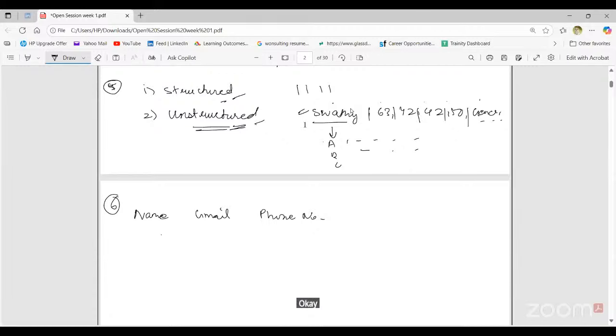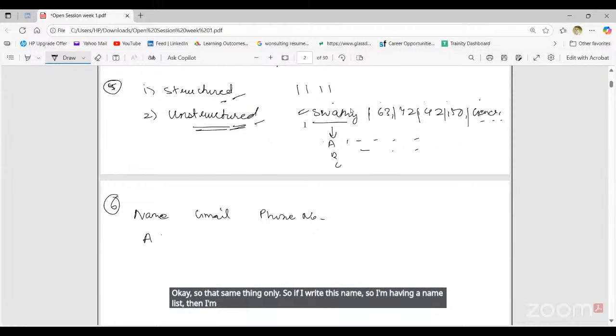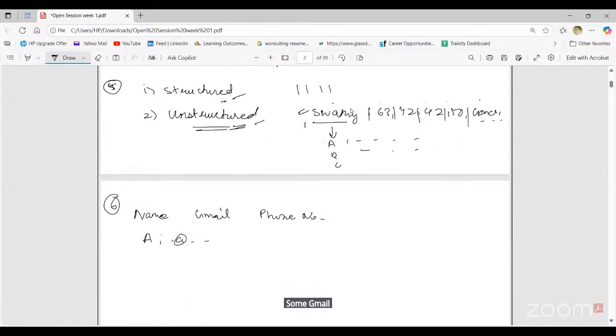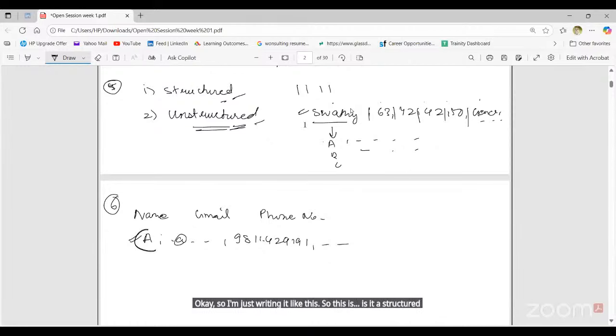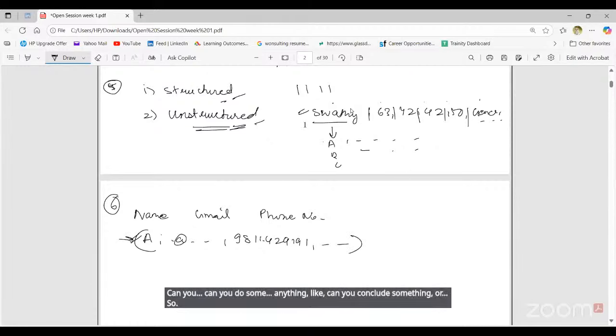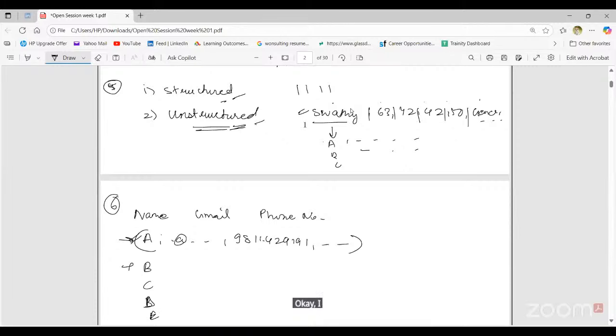So if I write a name, then I'm writing a comma, then some Gmail at the rate something Gmail, then I'm writing the phone number. So is this a structured data? Can you conclude something? This is just one case. I'm having different cases A, B, C, D, different kinds of numbers, different kinds of observations. Can you conclude anything from it? No, right? Because you're not able to see.